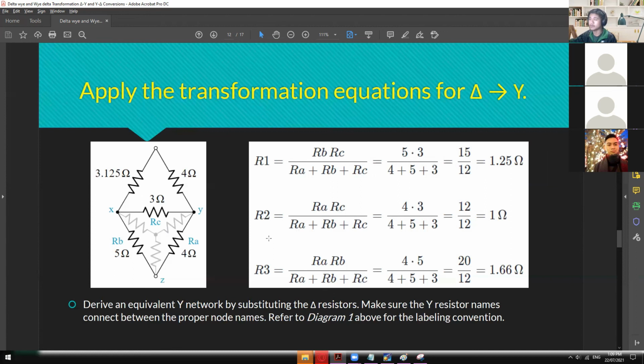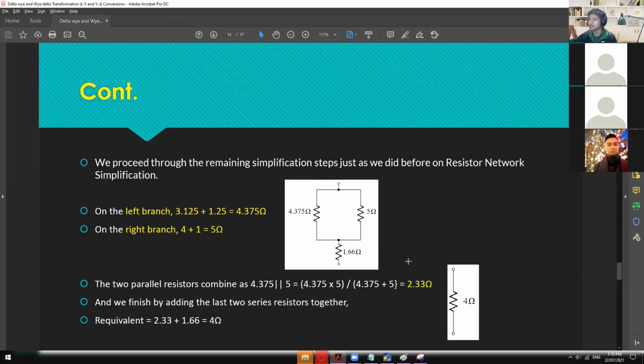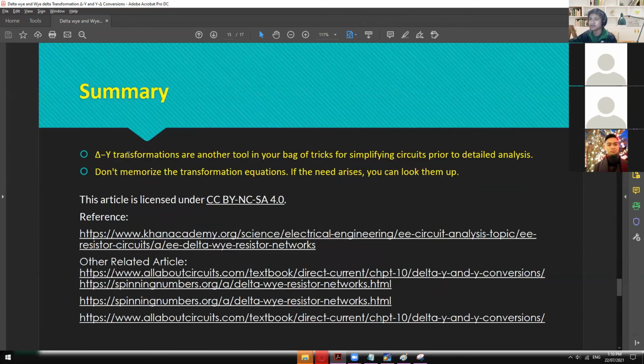So we have to carefully analyze the circuit. Okay? So yun lang naman yung advice ko. So just a summary, Delta-Wye transformations are another tool in your bag of tricks for simplifying circuits prior to detailed analysis. Okay, so don't memorize the transformation equations. If the need arises, you can look them up.